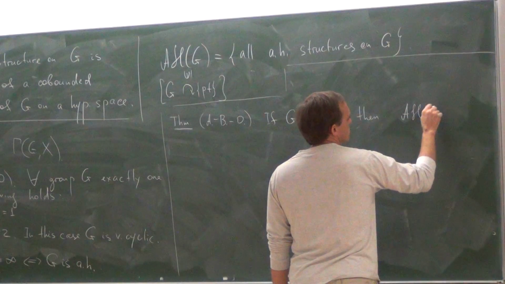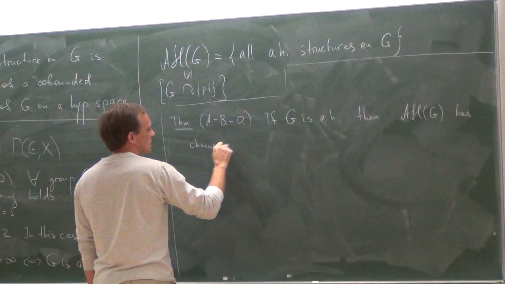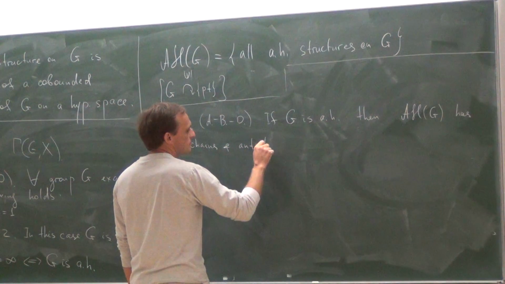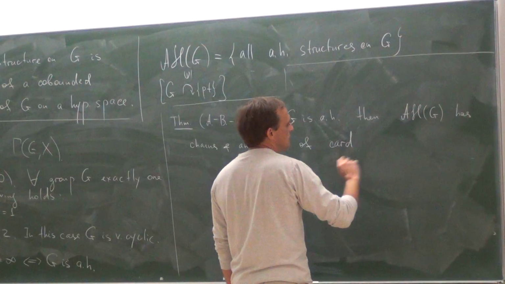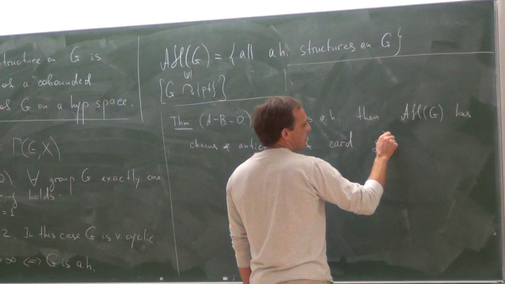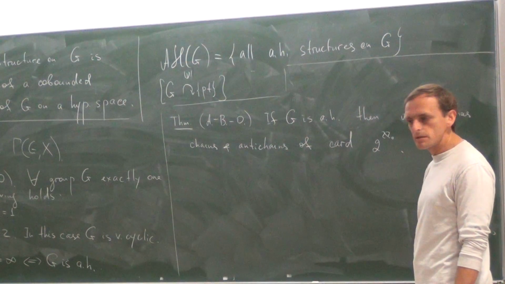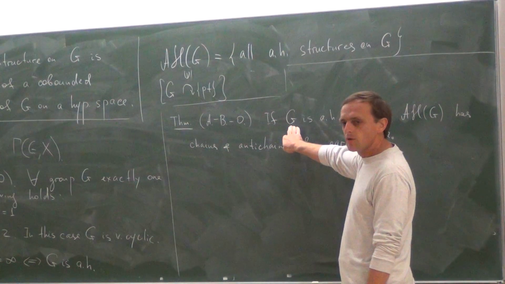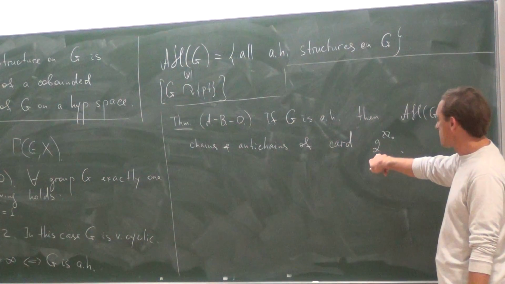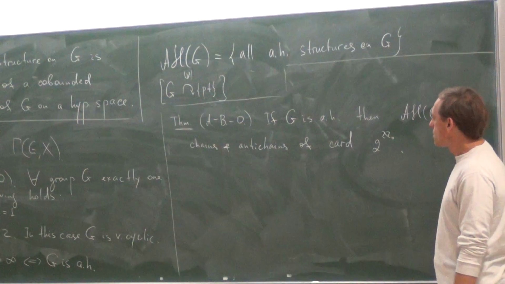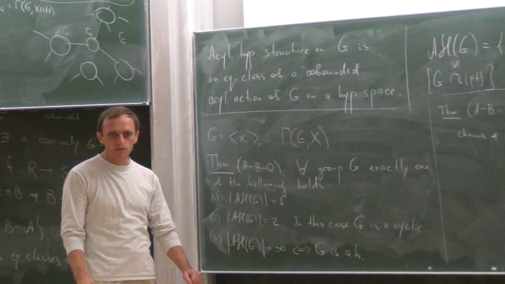AH(G) has chains and anti-chains of cardinality 2 to the aleph 0. Well, this is the maximal cardinality you can expect, at least in the case of a countable group. If G is countable, it's fairly easy to prove that this set has cardinality at most the continuum. Okay? So it's very complicated. It has chains and anti-chains of maximal possible cardinality.